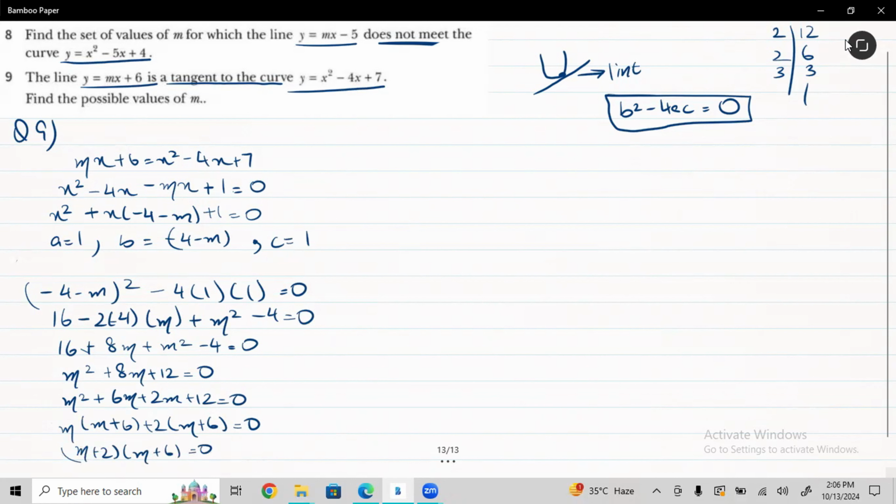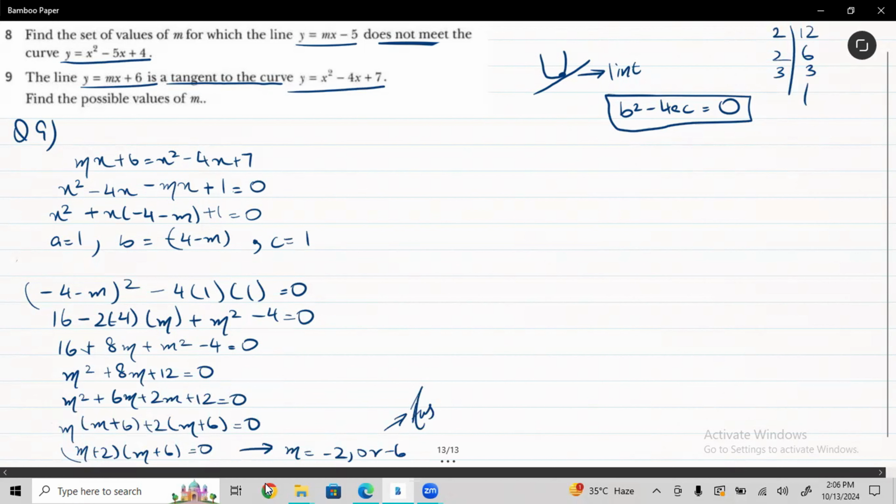And we have two values for our answer. m is equal to -2 or m is equal to -6. And that's our answer. m is equal to -2 or m is equal to -6 is our answer for question 9. And that's it for today. We have completed exercise 2.6 for now.